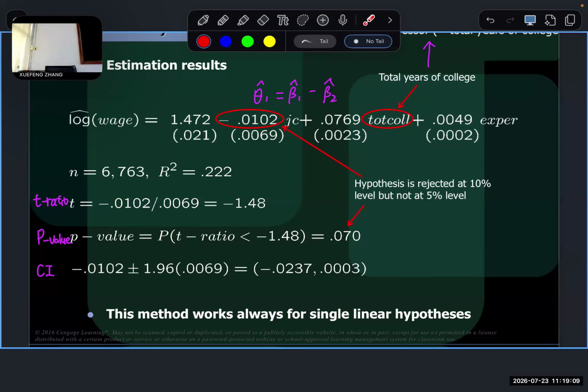How do you get the t ratio? What does the p-value mean? How to calculate the confidence interval? Right here is 1.96. And what does it mean? This confidence interval.